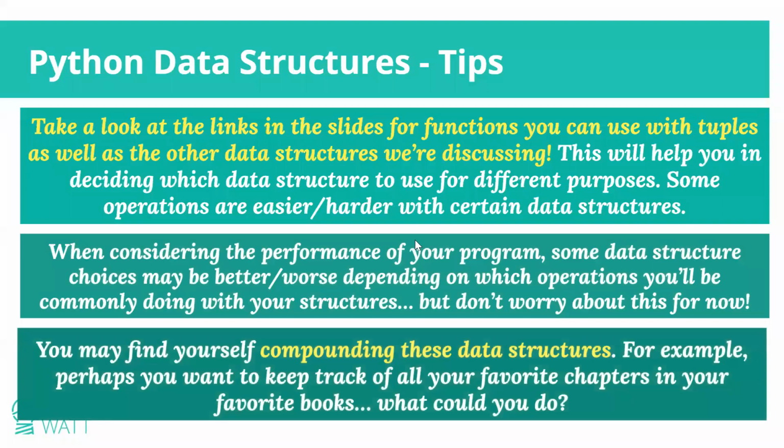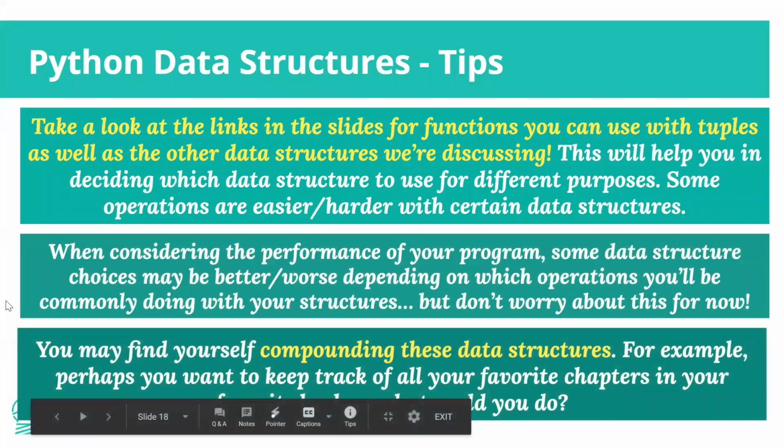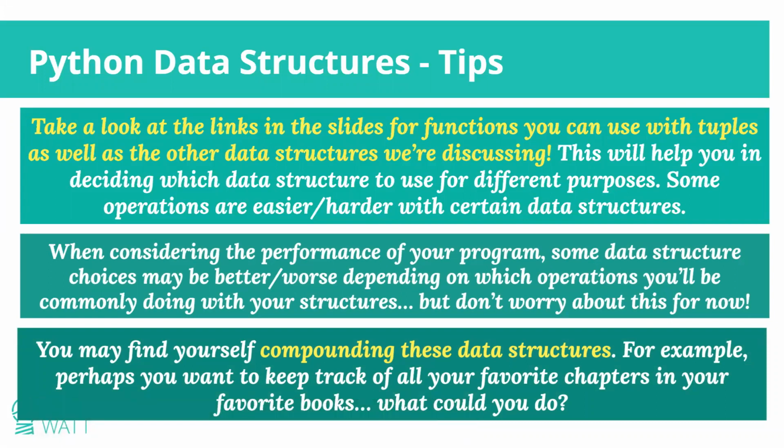And one thing you might find yourself doing is compounding these data structures. I think I mentioned it earlier, but you can't have a set with mutable objects, so you can't have a set with lists in them, but you could have a set with tuples in them, and that would be fine. That's called compounding them. So perhaps you want to keep track of all your favorite chapters and all your favorite books. There are many ways to do that. So what could you do?